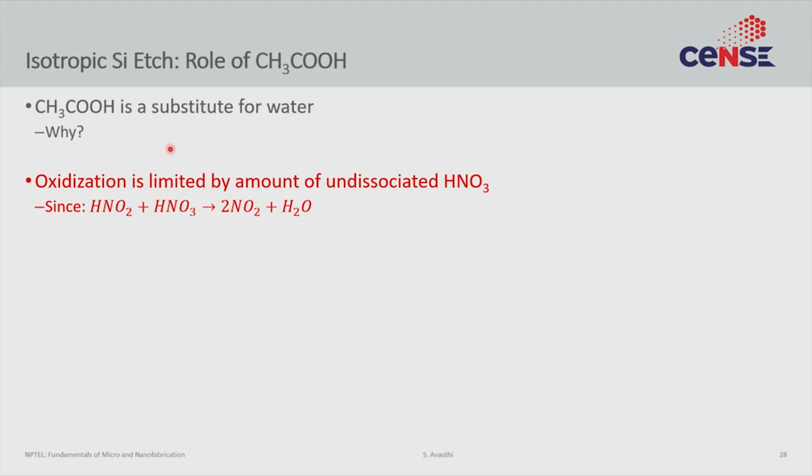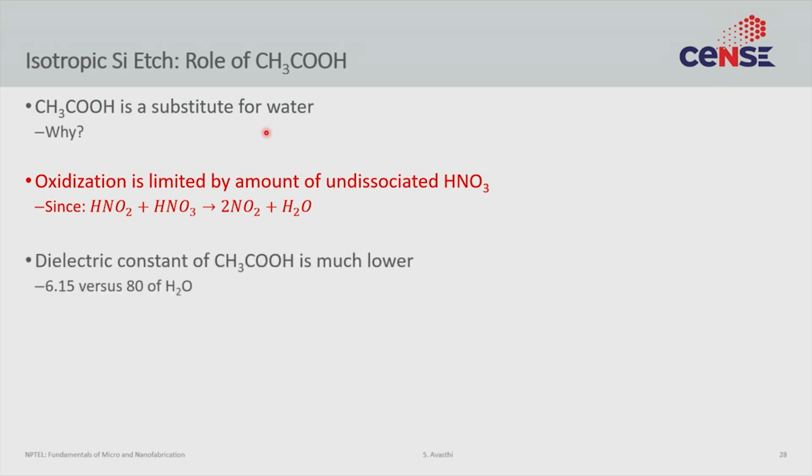The second bit of hint that I want to give you for you to think is oxidation is limited by the reaction in the red, right? In the previous slide, this was the reaction in the red, that the rate limiting step is HNO2 reacting with HNO3 to form NO2 molecules. So, given this and given this question, what is your guess? What do you think is the role of acetic acid?